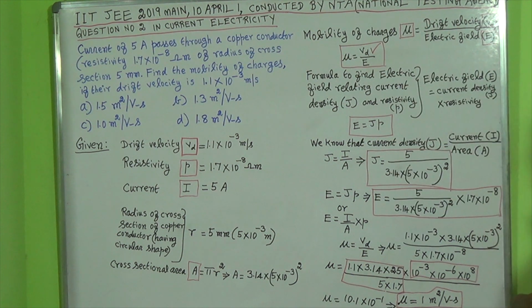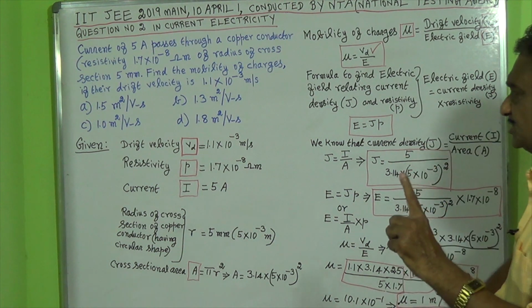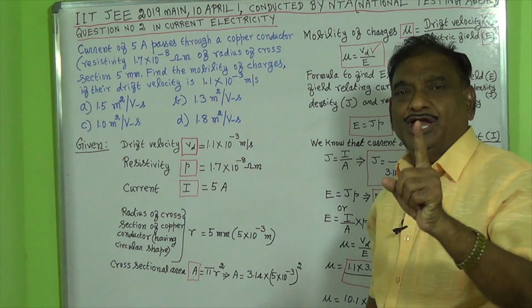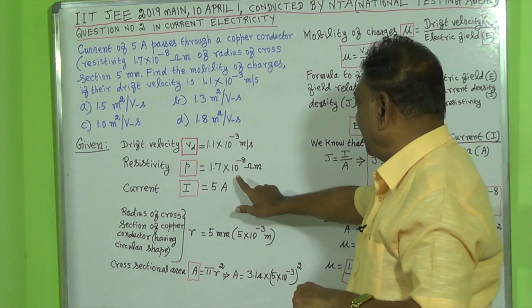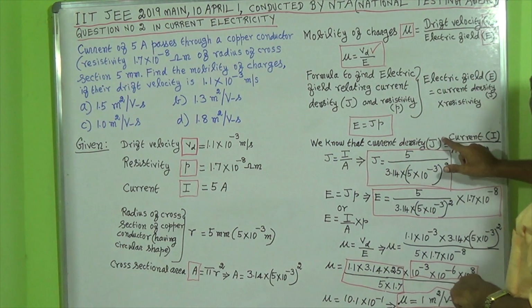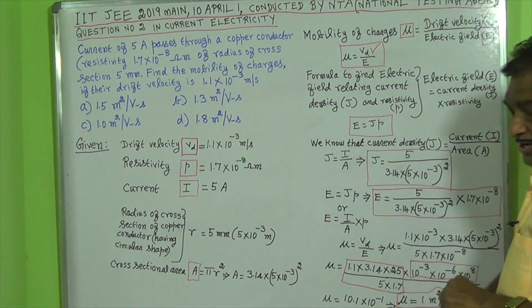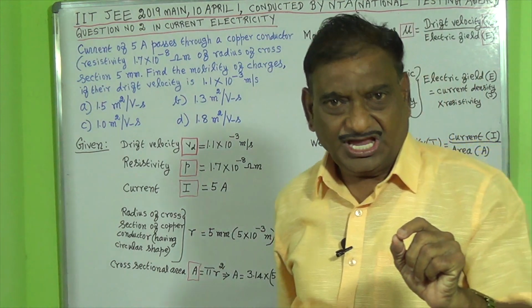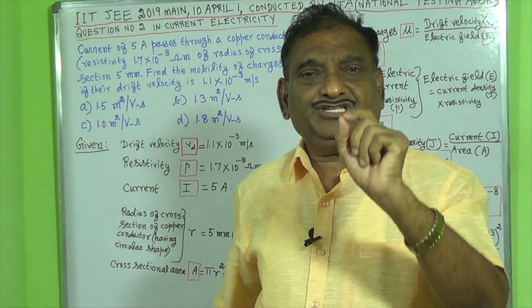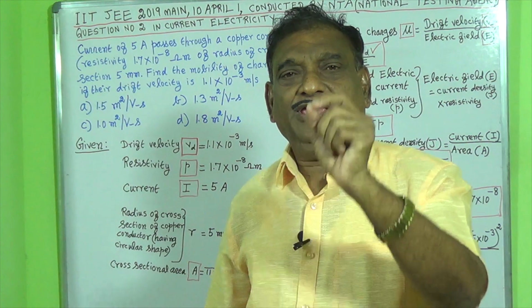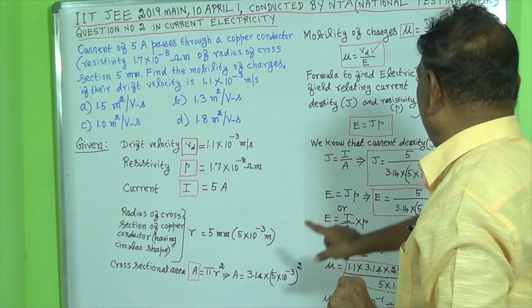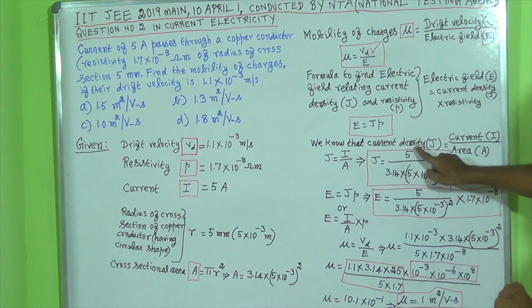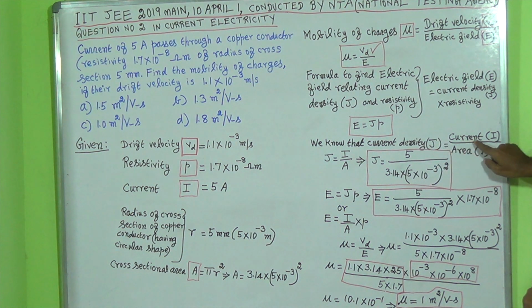of charges. Of these two data, the resistivity is provided as 1.7 into 10 to the power of minus 8 ohm meter. So we have to find the current density. As already stated, the formula for the current density is I by A. That is, if we divide the current by the cross sectional area, we will get the current density. Current density J equal to current I by area A.